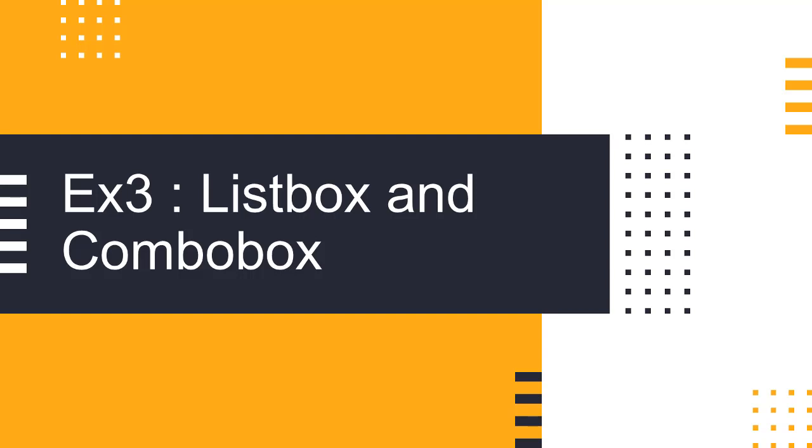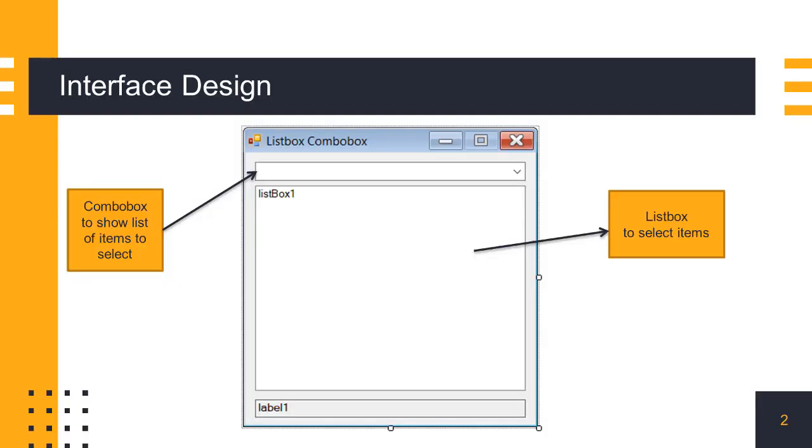In this exercise, we will design the user interface using Listbox and Combobox. Here we will use a Combobox control which displays a drop-down list when the user clicks on it. It is used to provide a list option on the form where very little space is available. It has a property of items collection which stores the items in the list.